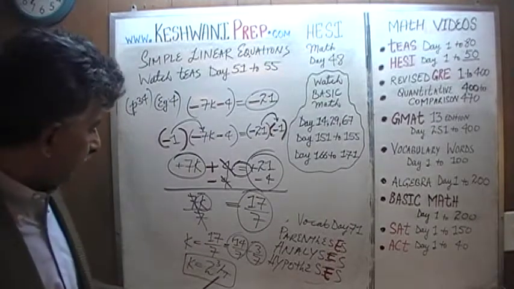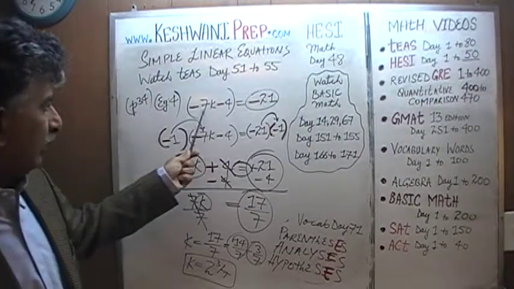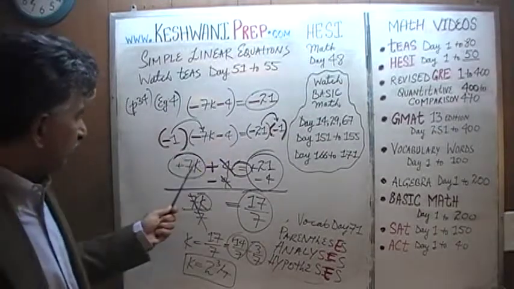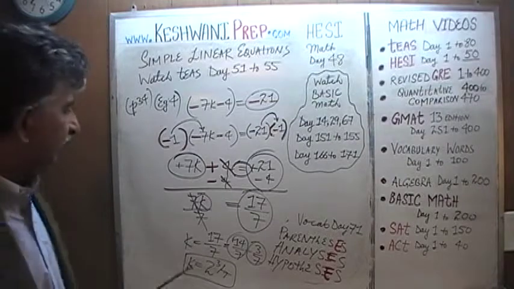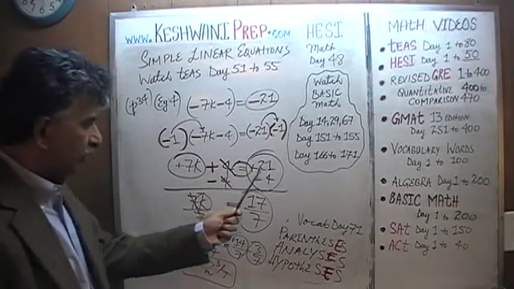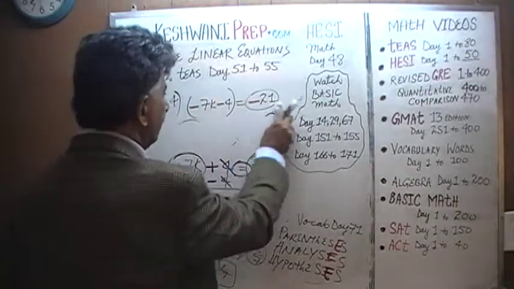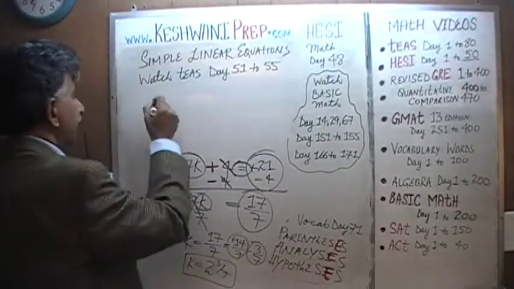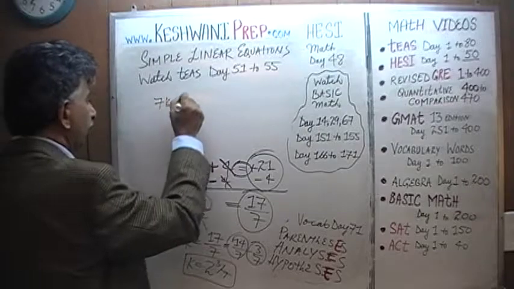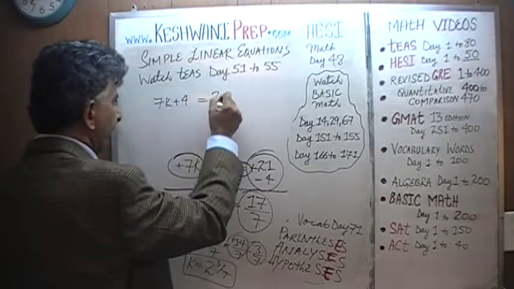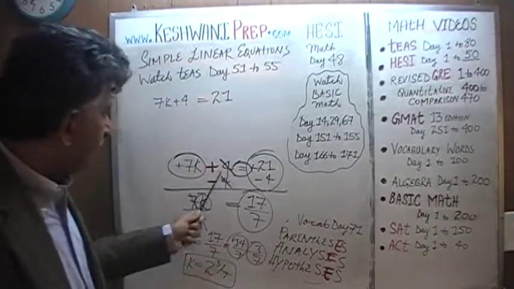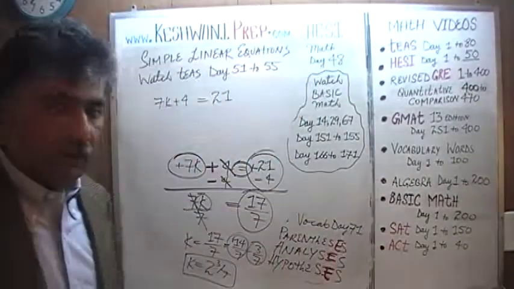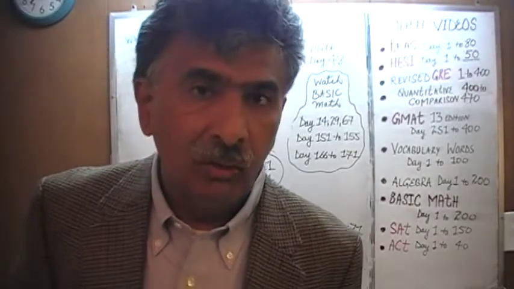Now we need to go back and put this value back in the original equation and make sure it satisfies it. But we're not going to put it in that equation, we're going to put it in this positive version of it because it's easier. 7k plus 4 has to equal 21. That's what we have to verify. 7k plus 4 does indeed equal 21 when the value of k is what we claim it to be.